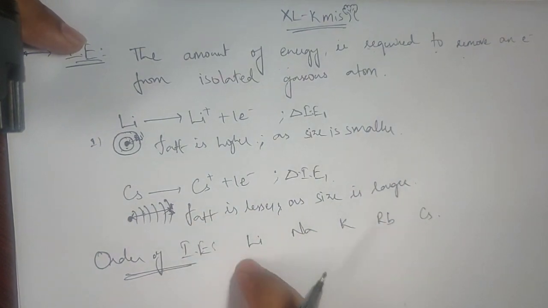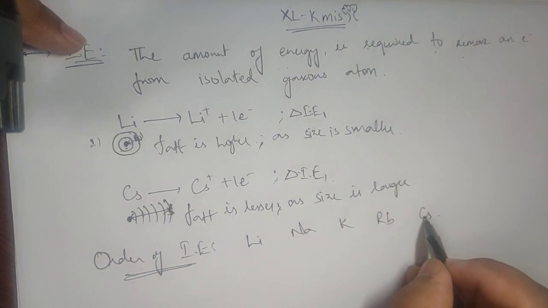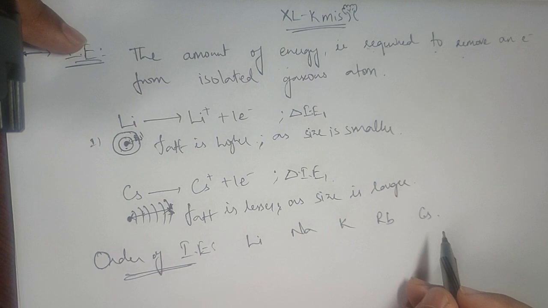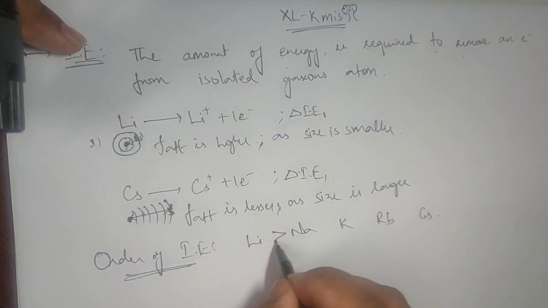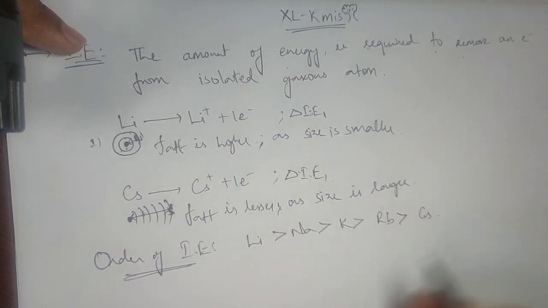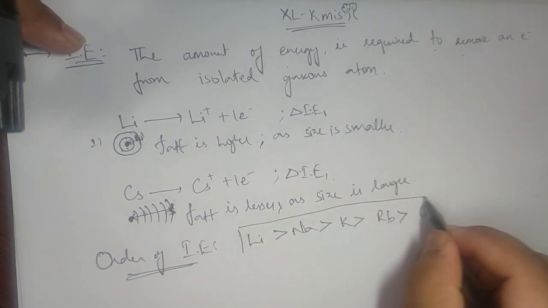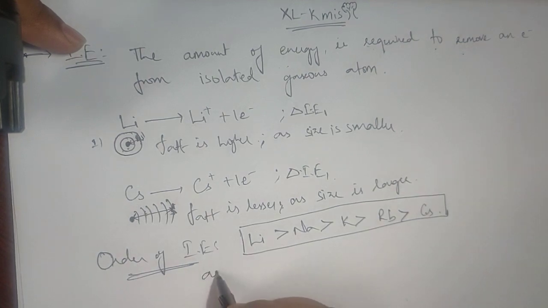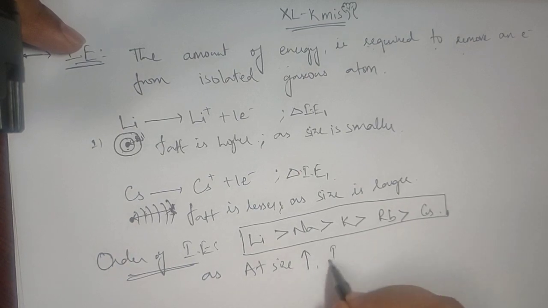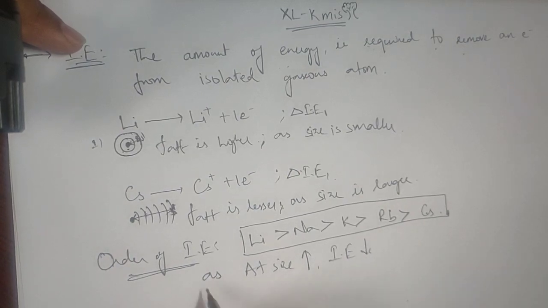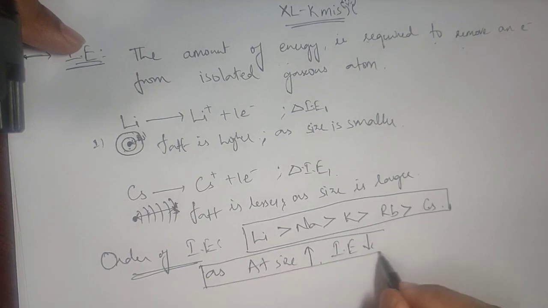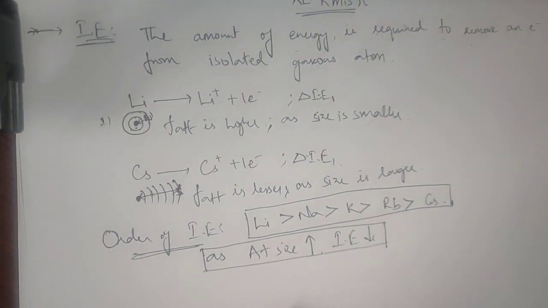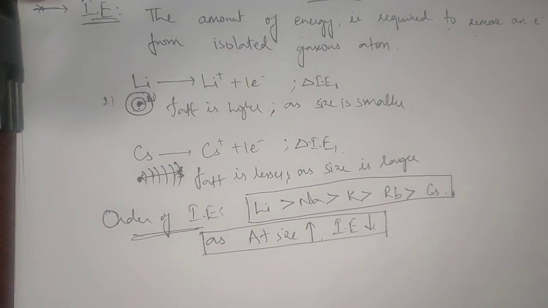So as we move from top to bottom, that is lithium, sodium, potassium, which will have the least one? Least is cesium, and the highest ionization energy is what? Lithium. So I can write the order of ionization energy like this, and we can say that as atomic size is increasing, ionization energy will decrease. So this is the conclusion. Okay, so that's all about ionization energy, nothing much, very simple. Understood? All right, next.